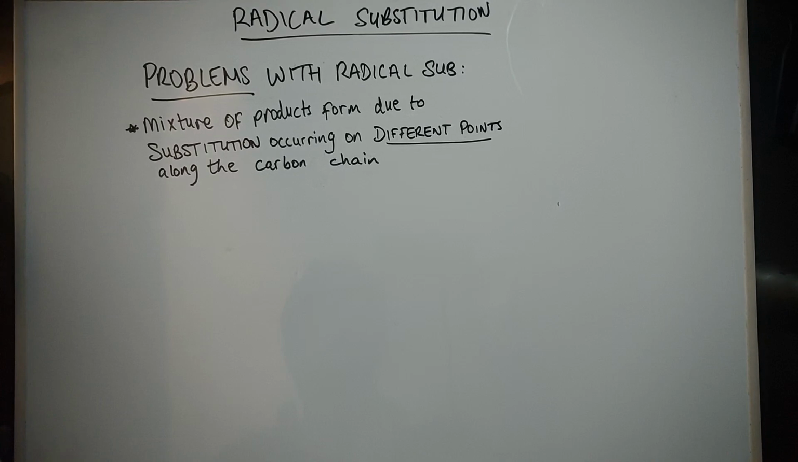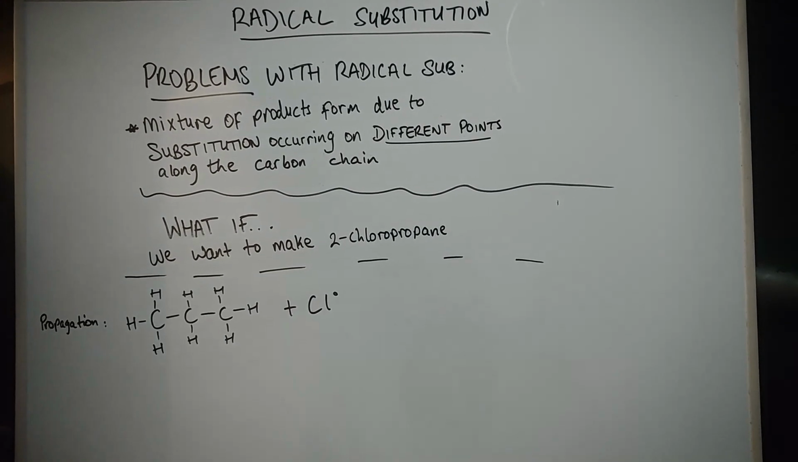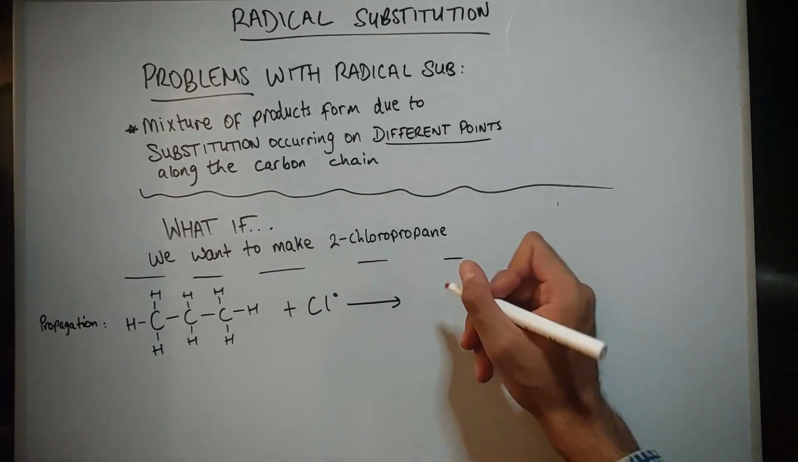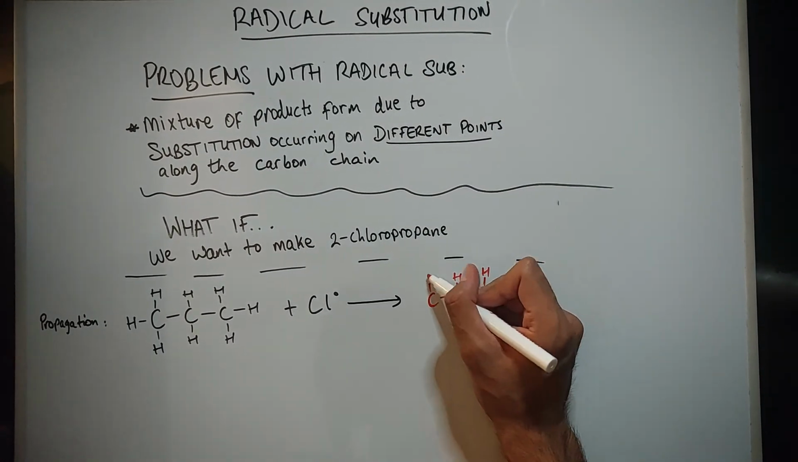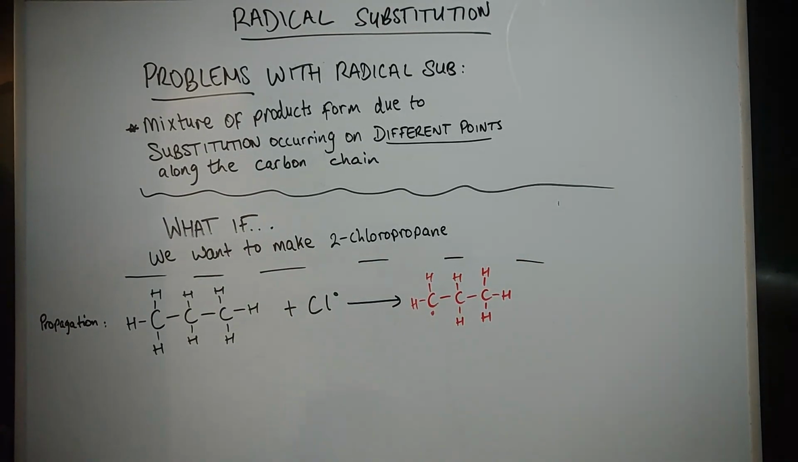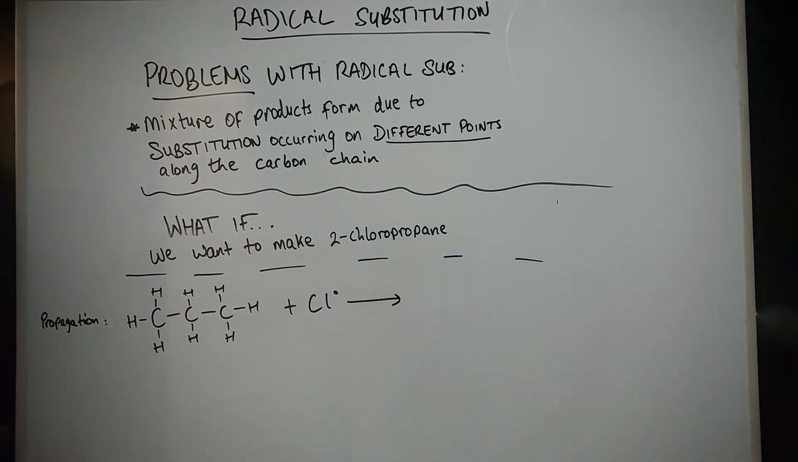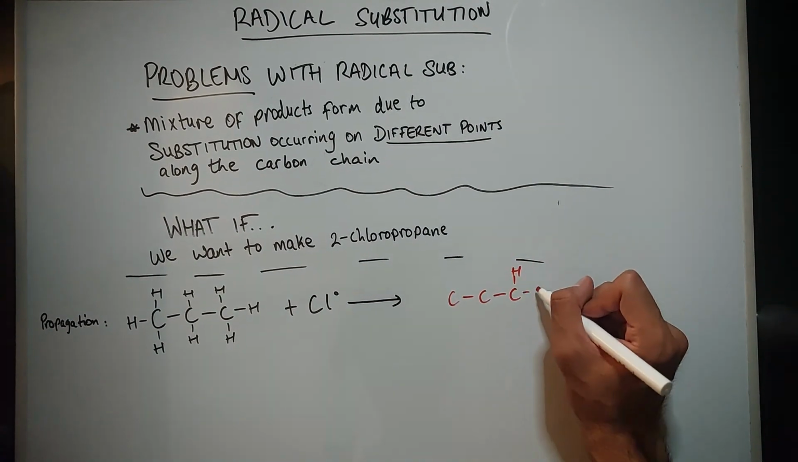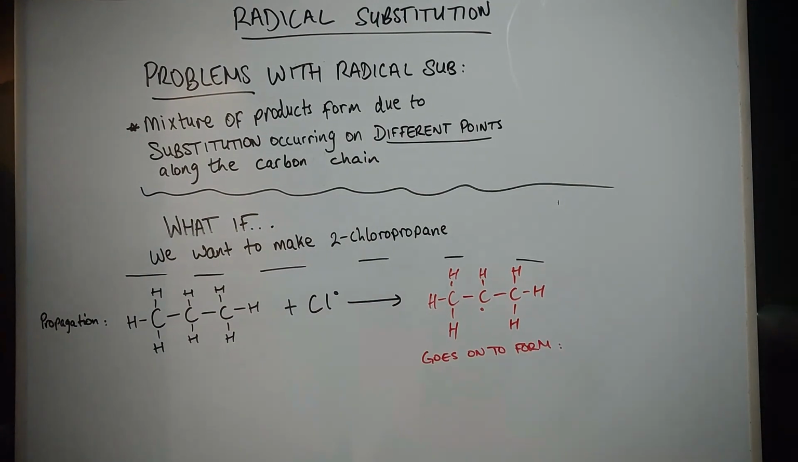Another reason a mixture of products forms is that substitution can happen anywhere along the carbon chain. Suppose we want to make 2-chloropropane. Let's take a look at the propagation step for this. The chlorine radical could take a hydrogen from carbon 1 of propane, leaving a radical to form on carbon 1. This would form 1-chloropropane, which is not what we want. Or, the chlorine radical could take a hydrogen from carbon 2, which leaves us with a radical on carbon 2, forming 2-chloropropane, which is the product that we wanted.